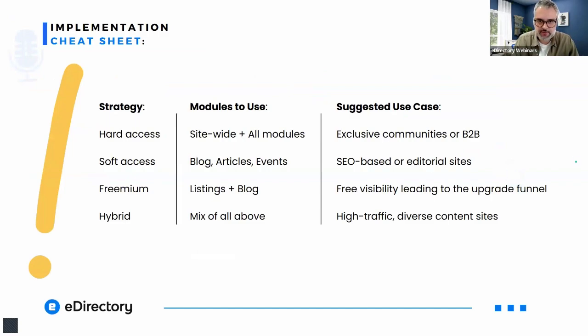So yeah, we came up with this little cheat sheet for the types of membership we are more used to nowadays. So we have three: hard access, soft access, and freemium, and a hybrid. There are modules to use, like site-wide plus all modules locked for the hard access, which targets exclusive communities or B2B markets. On the soft access, you can lock, for example, the blogs, articles, and events. The suggested use case would be editorial websites like news sites and blogs. The freemium would be the listings and the blogs, and you can offer free visibility leading into the upgrade funnel. And the hybrid, of course, is a mix of all above, where you can combine different strategies to best suit your content strategy and, of course, generate more revenue out of your memberships.